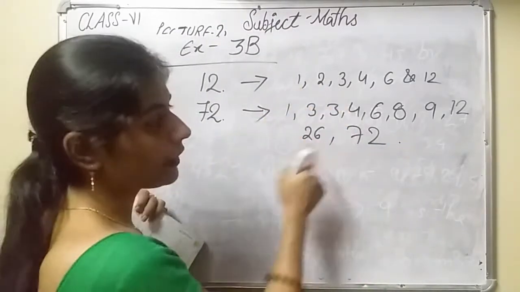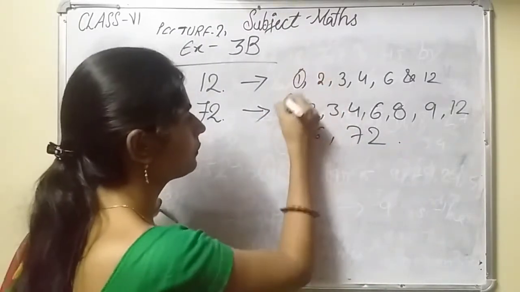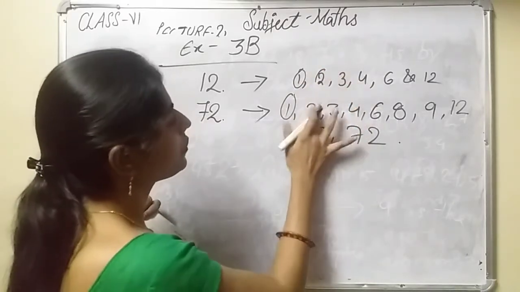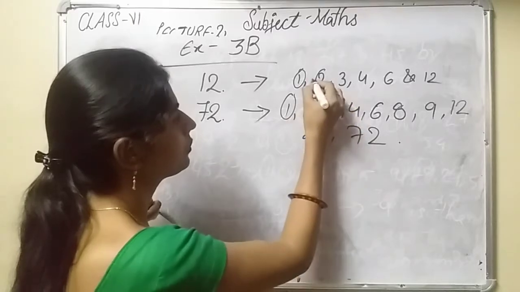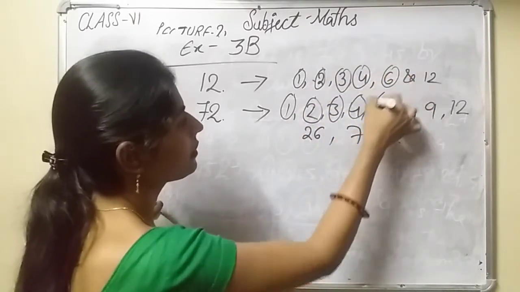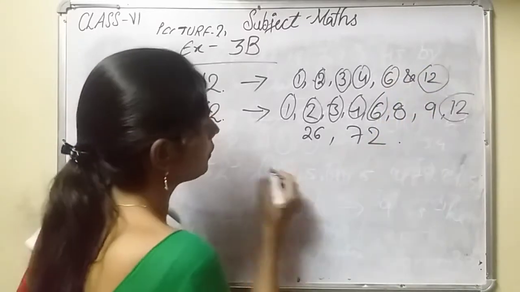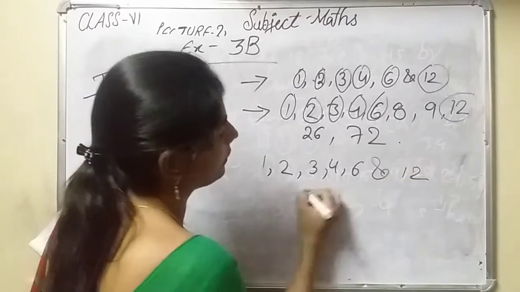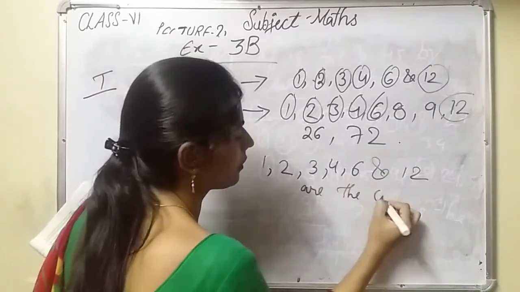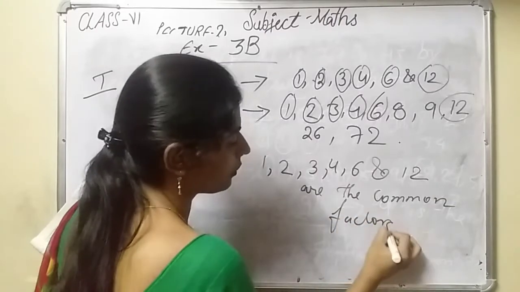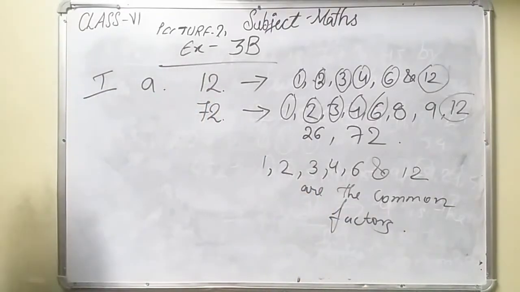Now see which are the common factors in both. 1, 2 is there, yes. 3, 4, 6 and 12 are the common factors. 1, 2, 3, 4, 6 and 12 are the common factors. Okay.